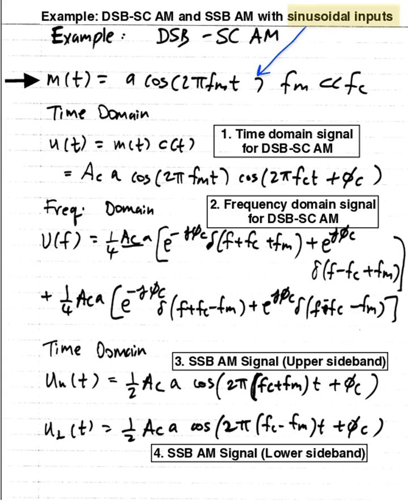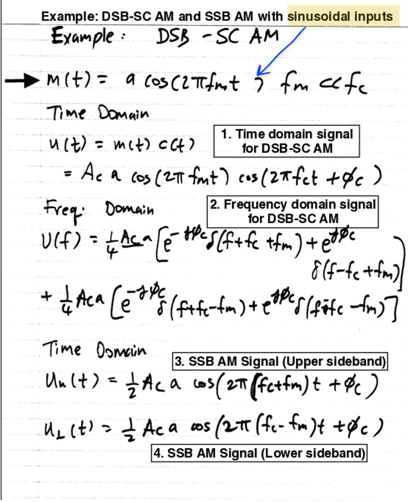Now, let us look at the time domain signals. For double sideband suppressed carrier AM, we get u(t) by substituting into u(t) equals m(t) times c(t). This gives us equation 1. For completeness, in equation 2, we write the Fourier transform U(f) of the time domain signal u(t).